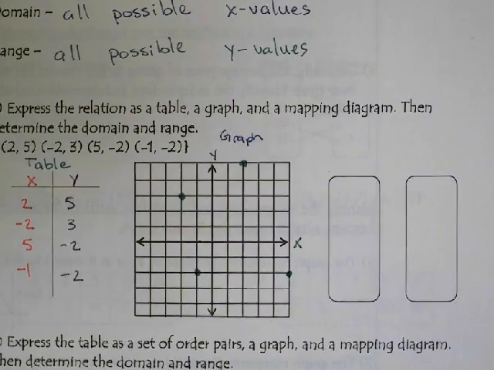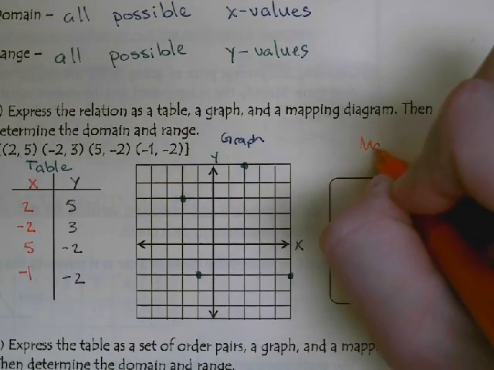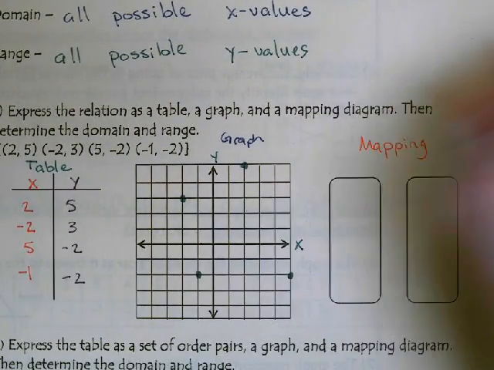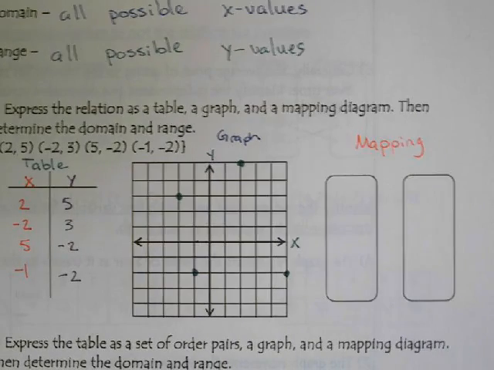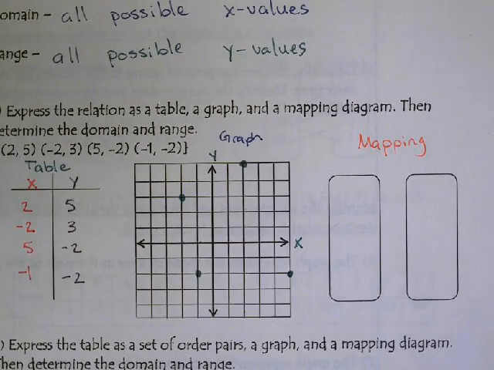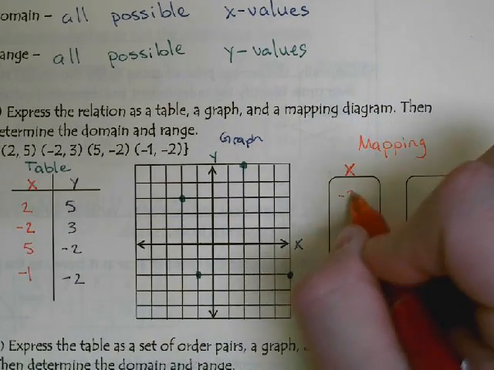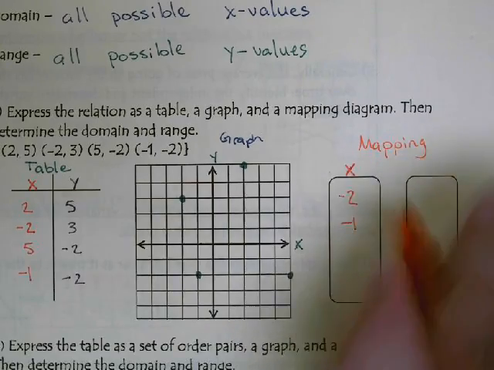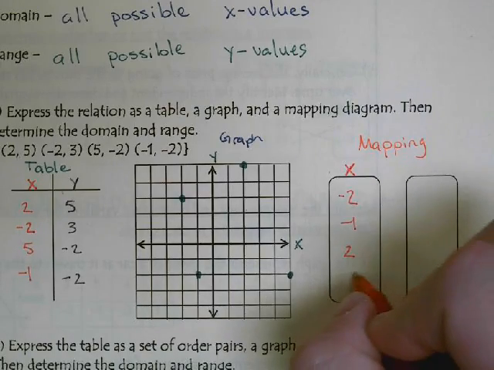Next we'll do a mapping. And a mapping is when we list our x values and we list our y values, and we want to list them in order, and then we'll draw arrows to connect them to the ordered pairs. So let's list our x values. I'm going to list them in numerical order. So my lowest one's -2, then I have a -1, and then I have a 2, and then 5.